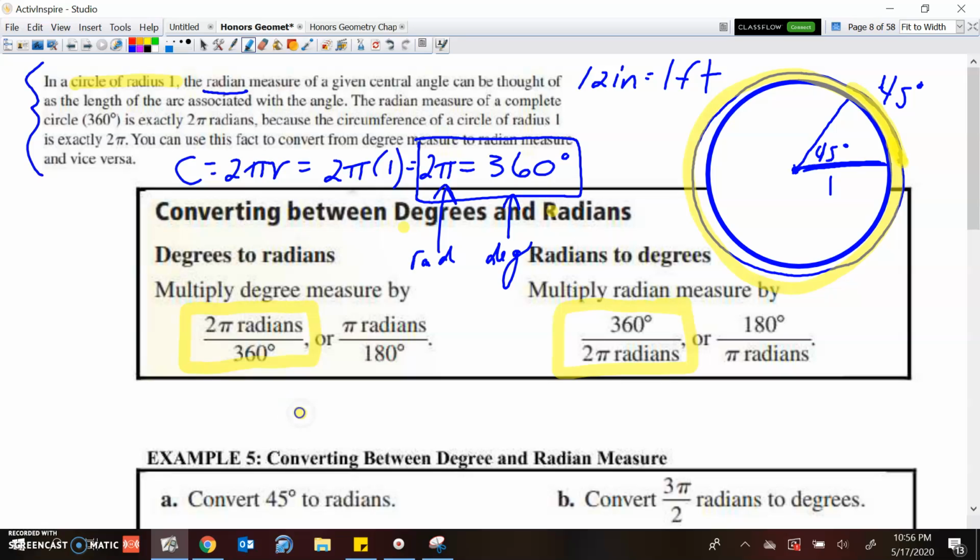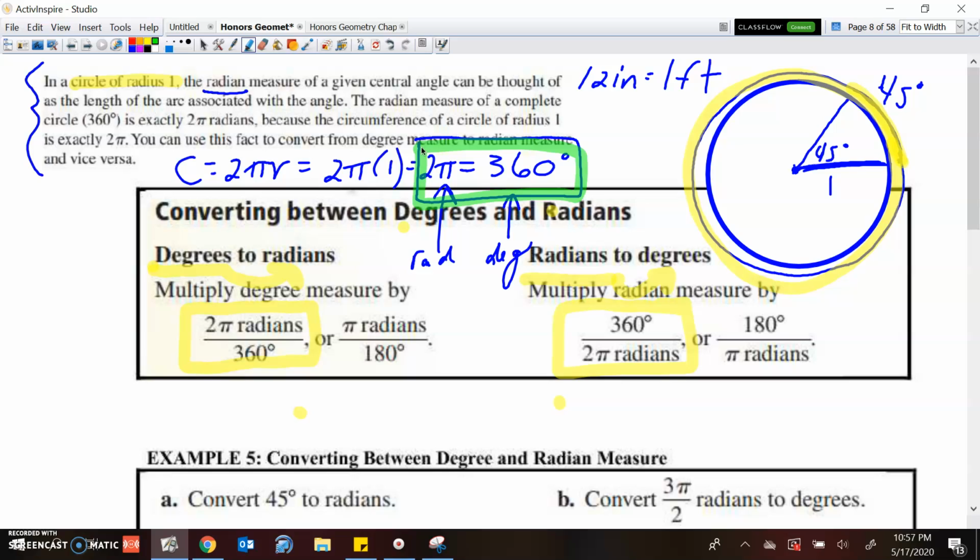The reason they have two different ones is because sometimes you're going to be given degrees and you're turning it into radians. Sometimes you're going to be given radians and you're turning it into degrees. Okay. All right, so now how do you know which one to use? Well, the nice thing is that the ratio is always the same. 2 pi is the same as 360. As long as you have that in your head, then you're good to go.